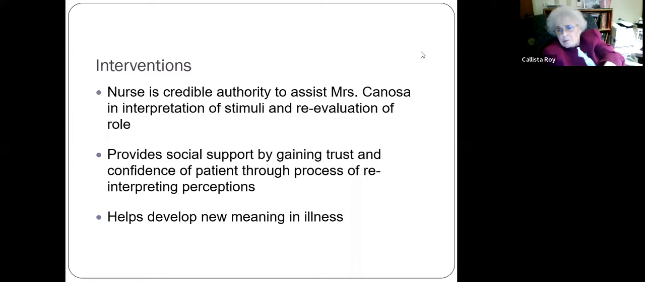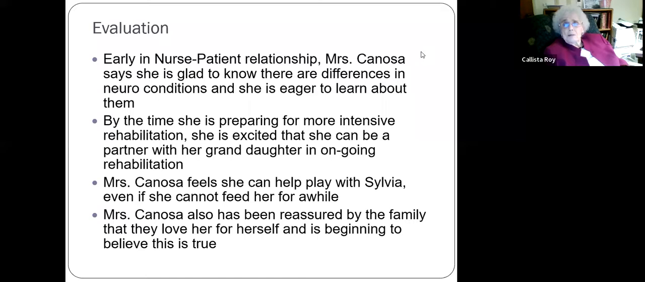The evaluation then is early in the nurse-patient relationship. Mrs. Canoza says she's glad to know there are differences in neuro conditions and she's eager to learn more about them. By the time she's preparing for more intensive rehabilitation, she's excited that she can be a partner with her granddaughter in ongoing rehabilitation. Mrs. Canoza feels she can help play with Sylvia, even if she cannot feed her for a while. Mrs. Canoza has been reassured by the family that they love her for herself, and she's beginning to believe that this is true.